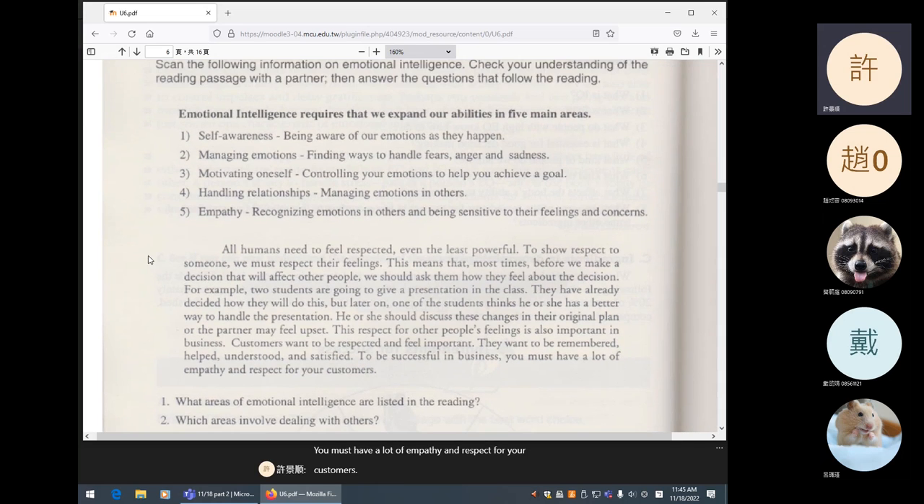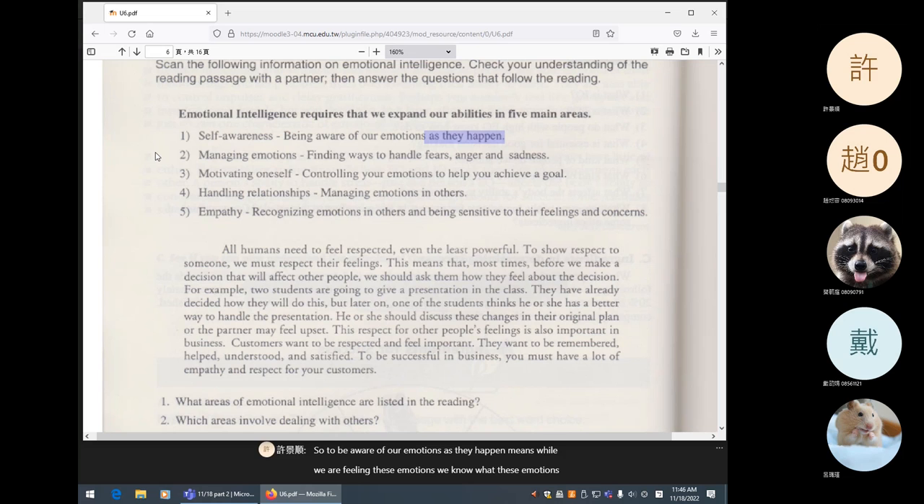Okay, let's look at this passage in detail. As they happen. As means at the same time. So to be aware of our emotions as they happen means while we are feeling these emotions, we know what these emotions are. This takes training. This takes work.